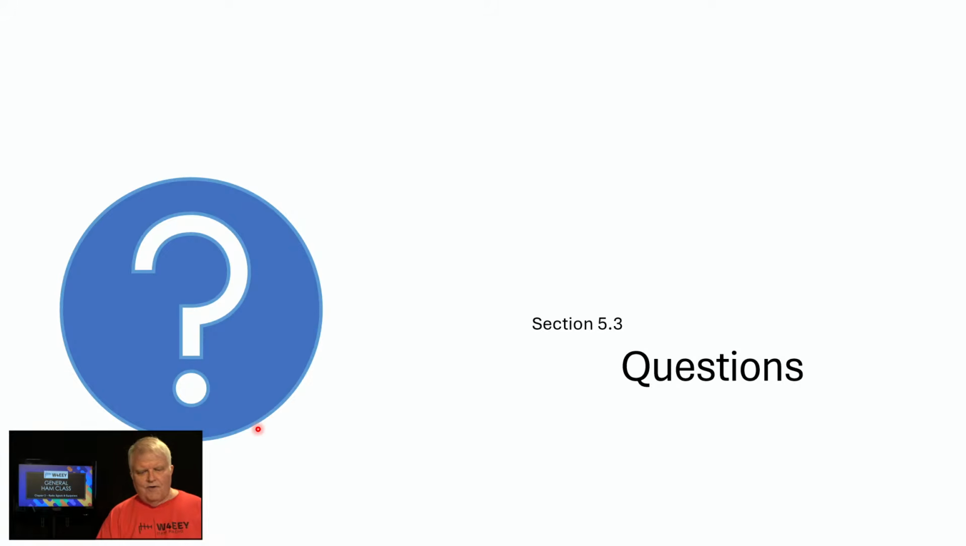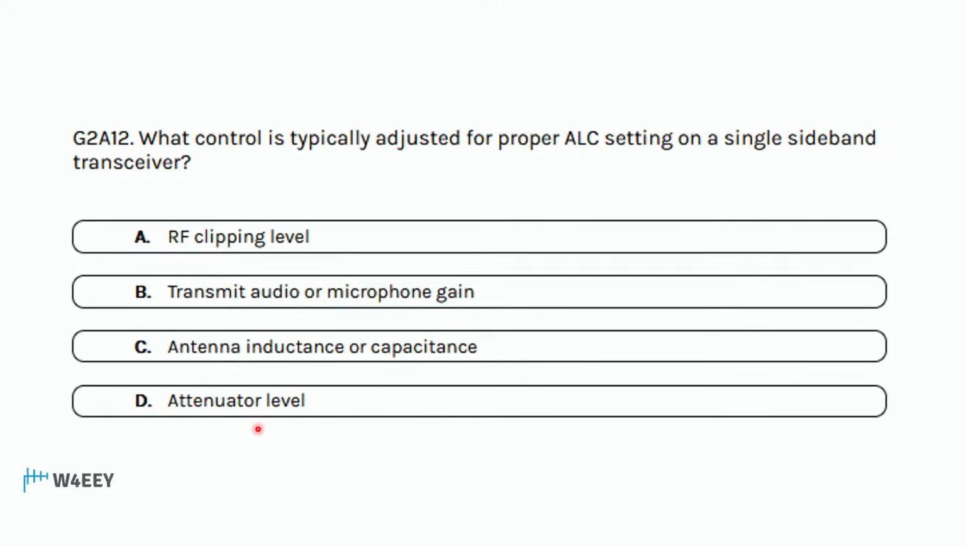All right, here are some questions. What control is typically adjusted for proper ALC setting on a single sideband transceiver? Bravo? Yeah, it's not intuitive, but yes, transmit audio level or microphone gain is what you adjust to balance out the ALC coming back from a linear amplifier. I think I knew that.